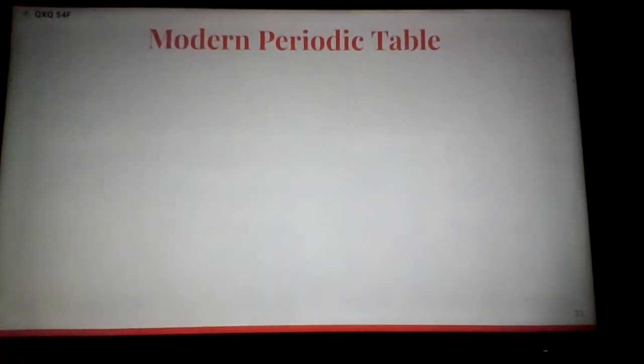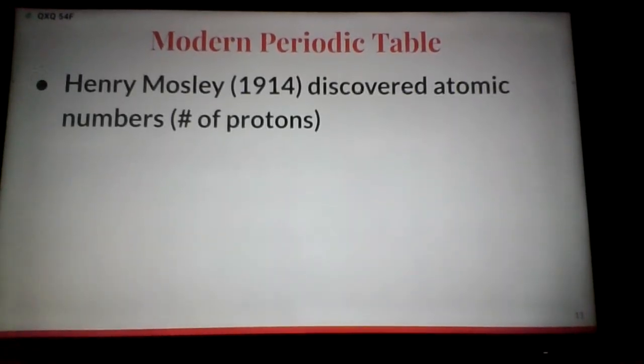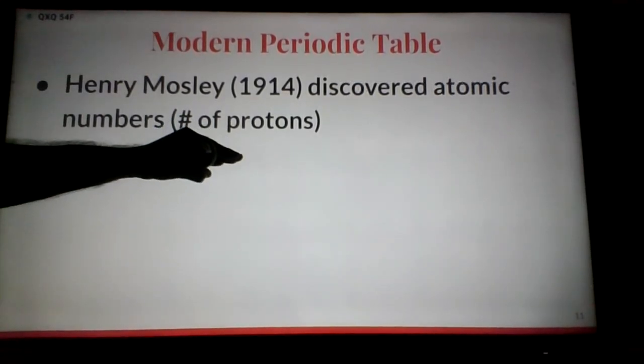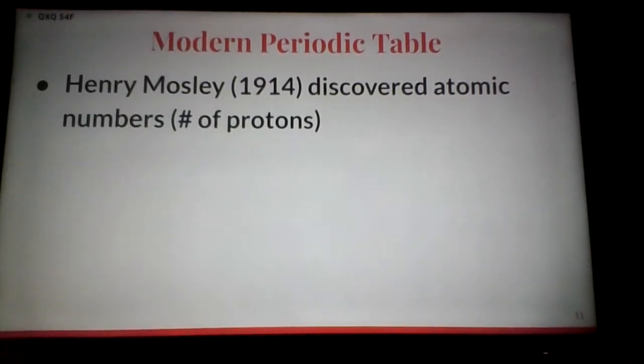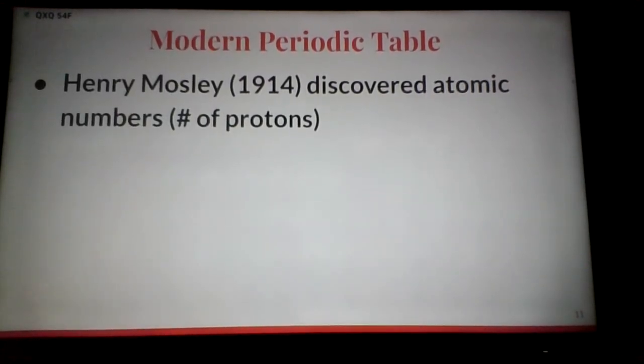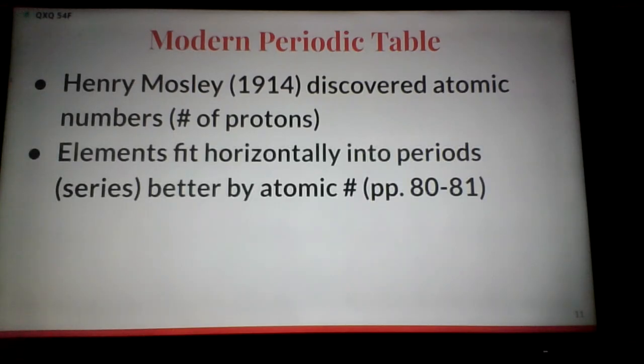Ready? The modern periodic table: Henry Moseley in 1914 discovered the atomic numbers to be the number of protons. Scientists noticed that some of the masses were out of order, higher, higher, higher, higher, and occasionally dropping down. So scientists like Moseley started putting the elements in order of the atomic numbers, the number of protons, instead. These elements fit horizontally into the periods very well, in fact even better than by atomic mass. You can see more about that on pages 80 to 81 of the textbook.